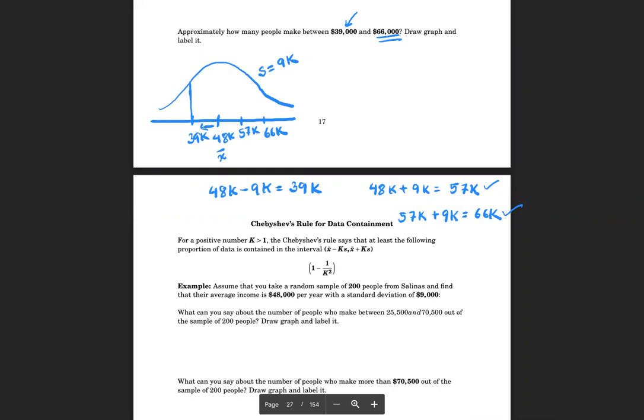Now, the problem is asking approximately how many people fall in this window, or how many people make between 39K and 66K? To solve this problem, does anybody have any suggestion? Now that you have seen one example, this should make a bit more sense to you.